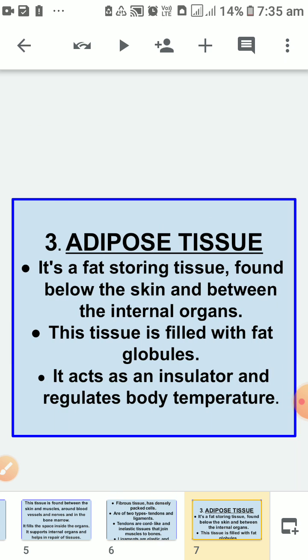Now the third type of connective tissue is adipose tissue. It's a fat storing tissue found below the skin and between the internal organs. This tissue is filled with fat globules. It acts as an insulator and regulates body temperature.